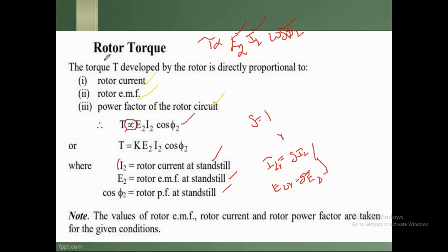Here the torque is derived in two cases: one is at starting condition, second is at running condition. At starting condition we represent S is equal to 1. At running condition we consider S. Now the values of rotor EMF, rotor current, and rotor power factor are given at the starting condition. We are going to derive this torque equation for both cases.